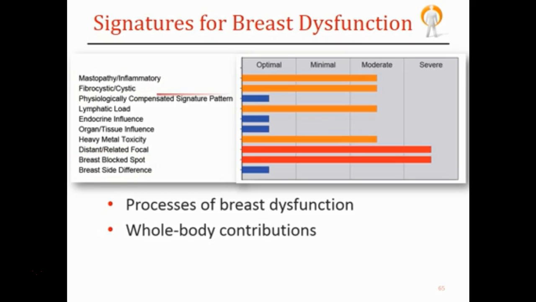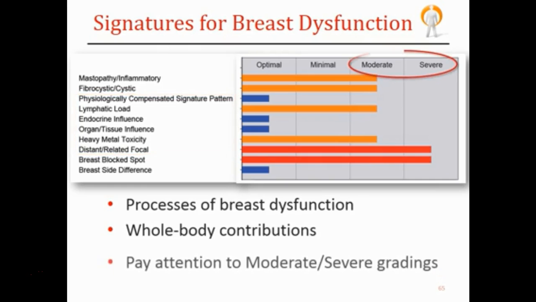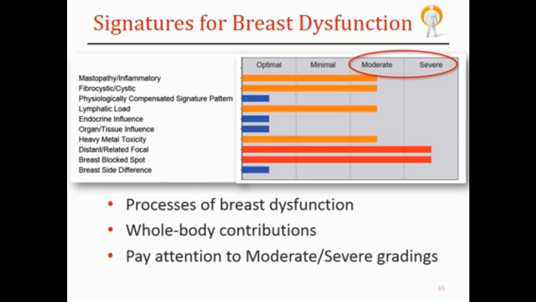The rest of the signatures are systemic and are collected from the whole report. These can play a causal role in breast dysfunction and disease progression, so it's especially important to address the signatures that have moderate and severe gradings.